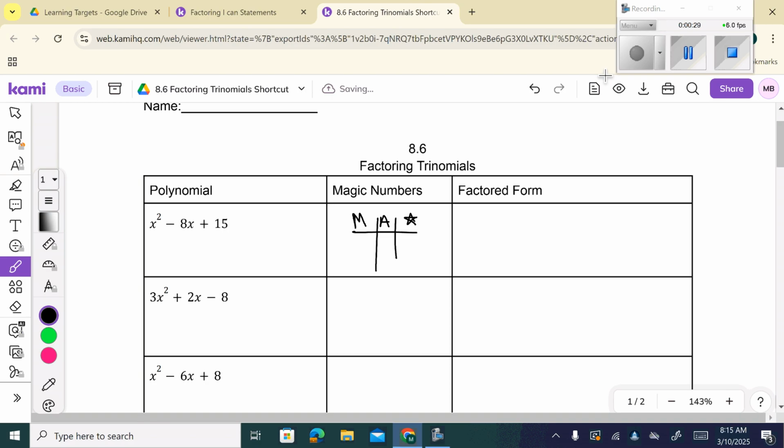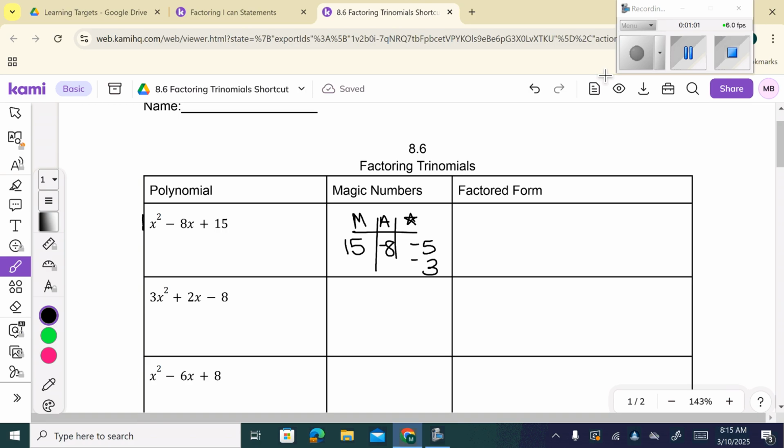What's this number in the front here? 1. What is 1 times 15? 15. All right, so it's got to multiply to 15. It's got to add to what number? Negative 8. Okay, so go look at your blue sheet. Go look at 15. Okay, good. Not -5 and -8, but -5 and -3. If I add those together, I do get -8. If I multiply them together, I do get 15.